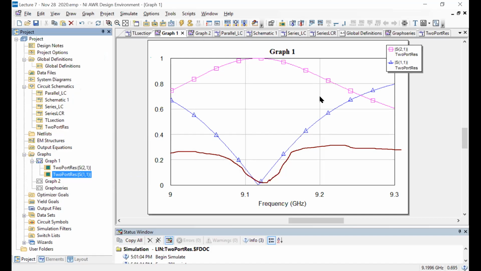Okay, can you clear your annotation from your end? Yeah. Okay.